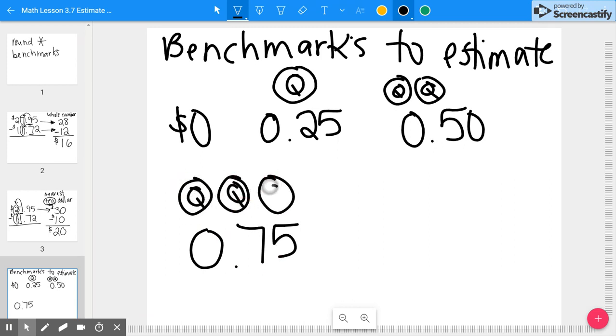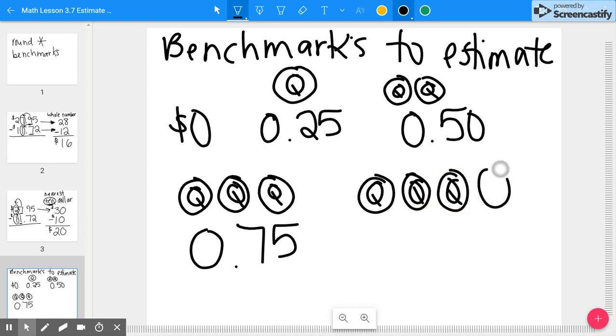If I'm thinking of money, 3 quarters gives me 75 cents, or in decimal language, 75 hundredths. And I could have 4 quarters, which in money language means $1, or in decimal and just regular math language means 1 whole. So this is what I want you to keep in mind whenever you are asked to do benchmarks.